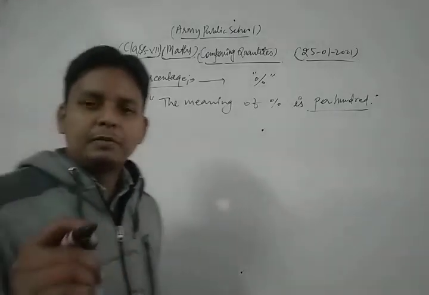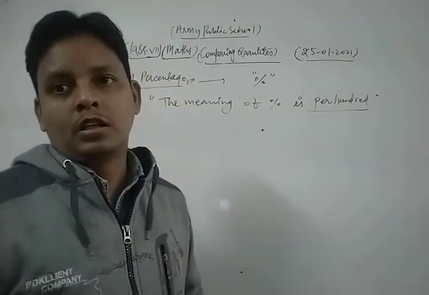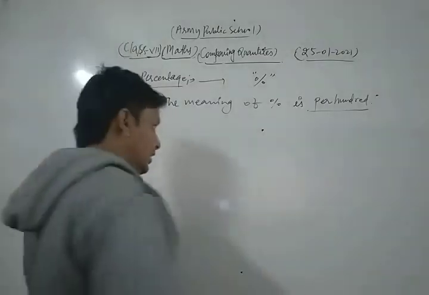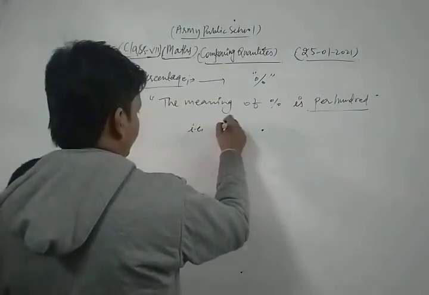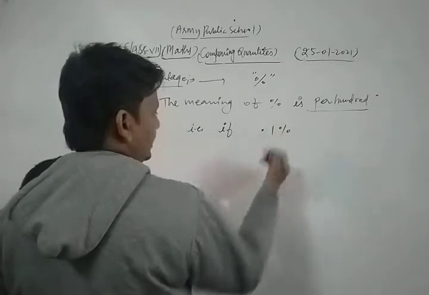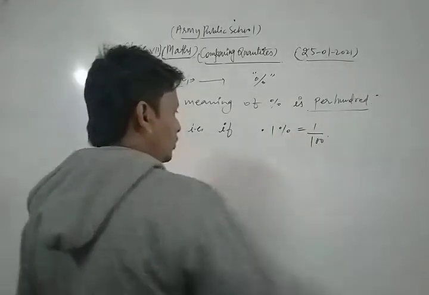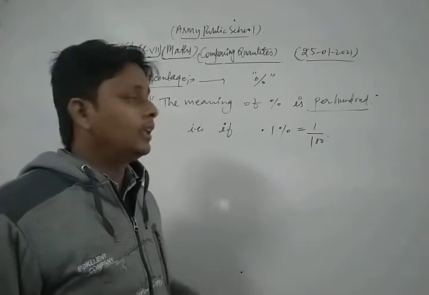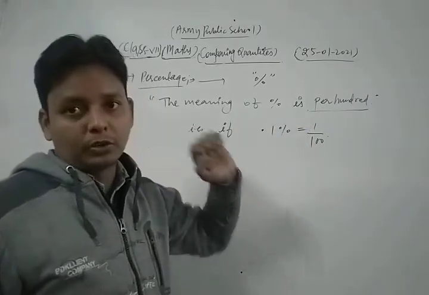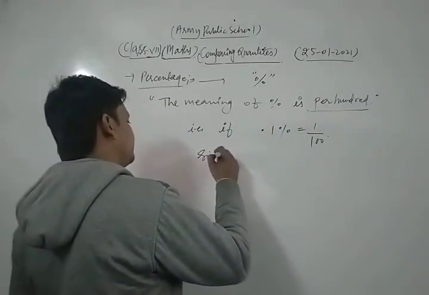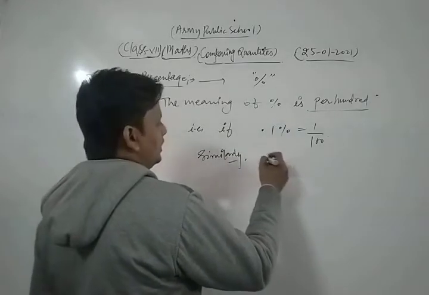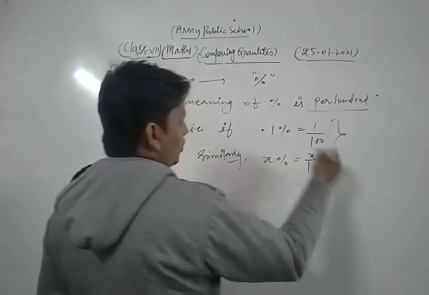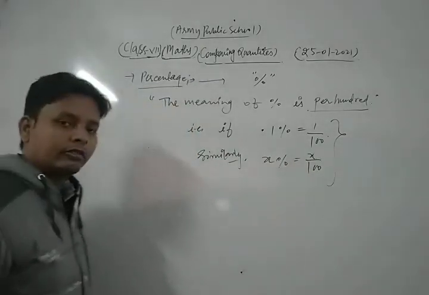This is the very important concept of percentage. The meaning of percentage is per 100. That is, if we write 1%, then it means 1 upon 100. Dear student, if we write 1%, it means 1 upon 100. Similarly, if we write x%, then its meaning is x upon 100.